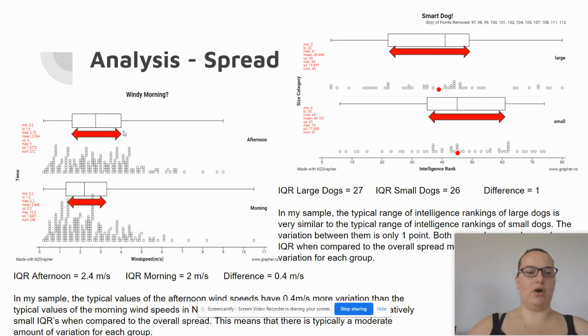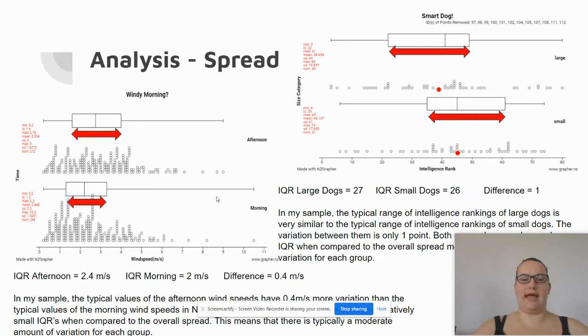So the IQR of the afternoon box and whisker graph here is 2.4 meters per second, because it is 4, here's our 4 for upper quartile, minus 1.6 for lower quartile, which gives us an IQR of 2.4 meters per second. We can then see that the IQR for the morning wind speeds goes from 3.3 in the upper quartile and subtract 1.3 in the lower quartile, giving us a spread of 2 meters per second. This gives a difference between the two box and whisker graphs, a difference of 0.4 meters per second.